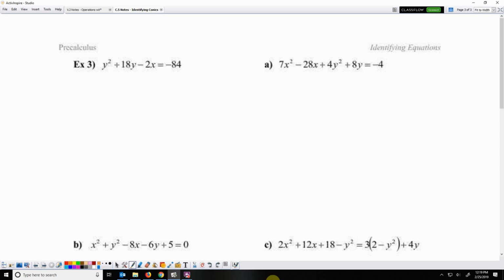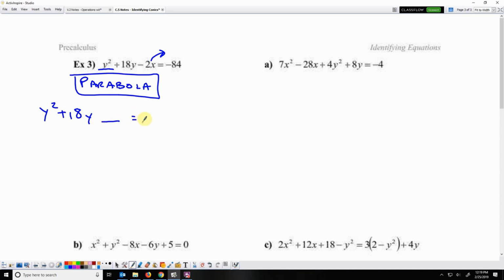So on example 3, we only have one squared term, and that makes this one a parabola. Okay, so for this parabola, we want the y terms together, which they are, but we're also going to take this x term and put it on the other side. So y squared plus 18y, I'm going to have to complete the square, so I'm going to leave a blank, equals 2x minus 84. I have a blank here, so I need a blank here.